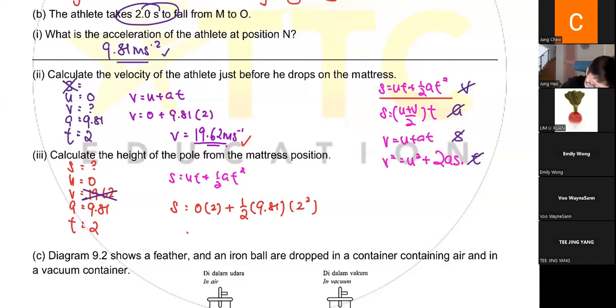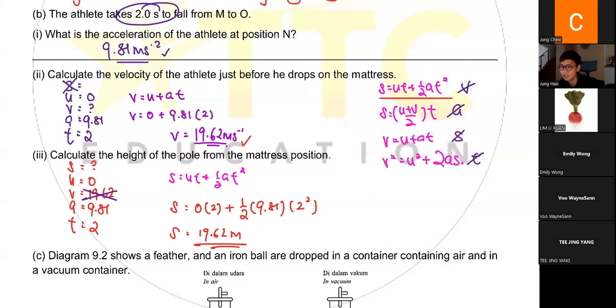Coincidentally, guys, 19.62 meter. Guys, this is coincidence only, not always one. Coincidence. 19.62. Okay. No problem, right?